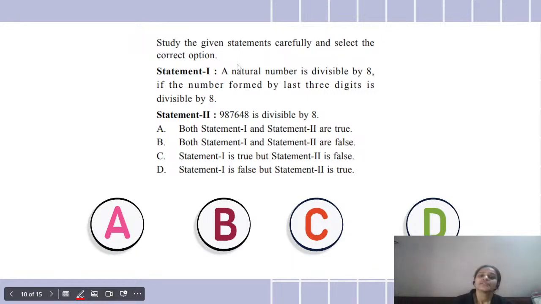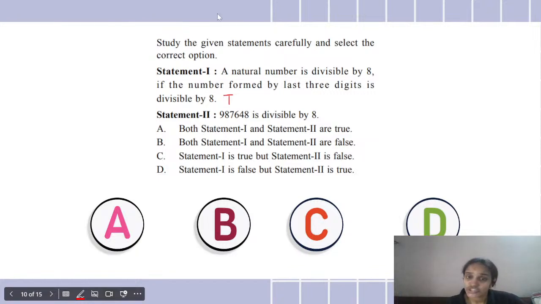Okay, let's see. Here it says that a natural number is divisible by 8 if the number formed by the last three digits is divisible by 8. This is absolutely true because the divisibility rule says that for any big number, you just look at the last three digits, and if they are divisible by 8, that means the whole number is divisible by 8. Whether you take a number in crores, lakhs, or thousands, just look at the last three digits: hundreds, tens, and ones digit, and see if that is divisible by 8. If it is, then the whole number is divisible by 8.